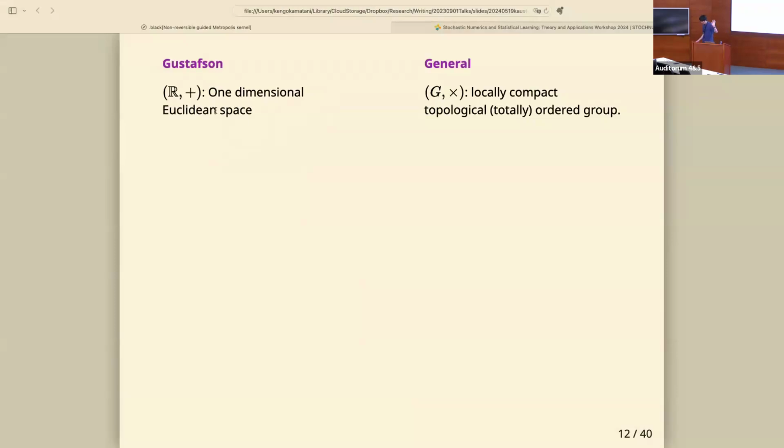So that's the comparison. The left-hand side is Gustafson's original kernel, and the right-hand side is the general case. In the original kernel, the ordered set is one-dimensional Euclidean space. In the general case, G is a locally compact, topological, totally ordered group. The Lebesgue measure was the underlying measure originally, and in the general case, we consider unimodular Haar measure as the underlying measure.